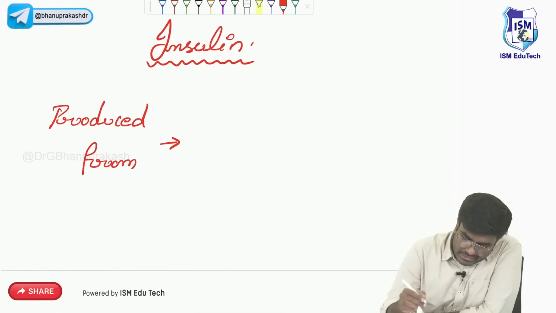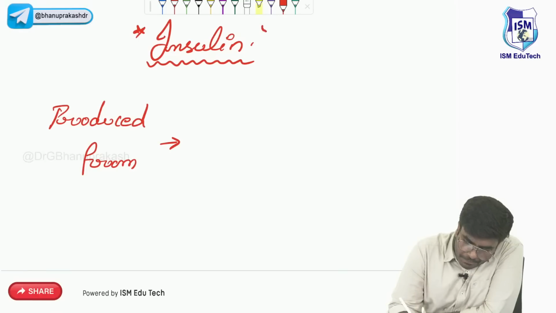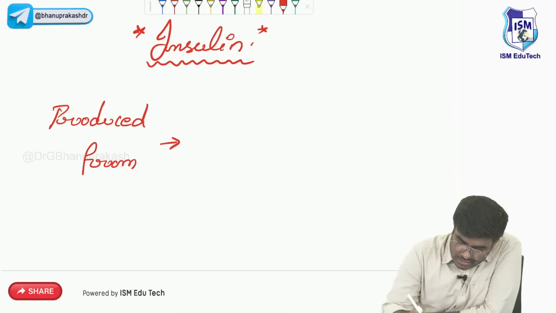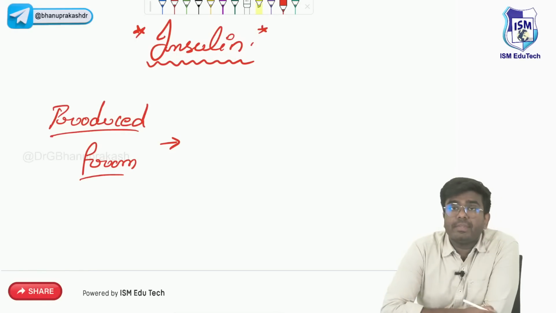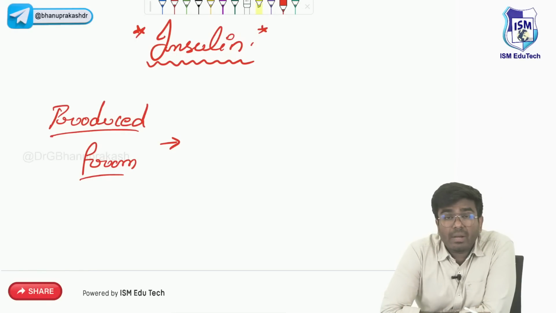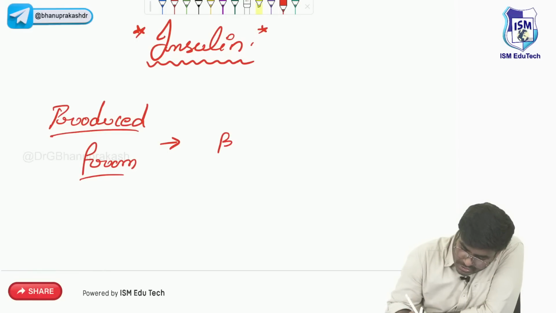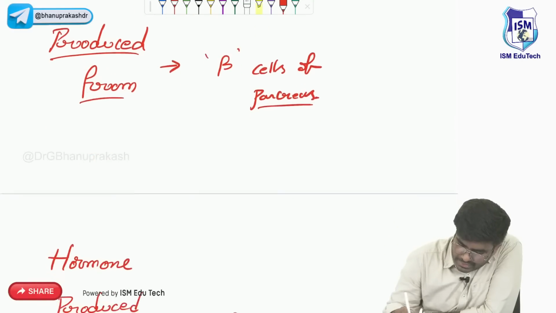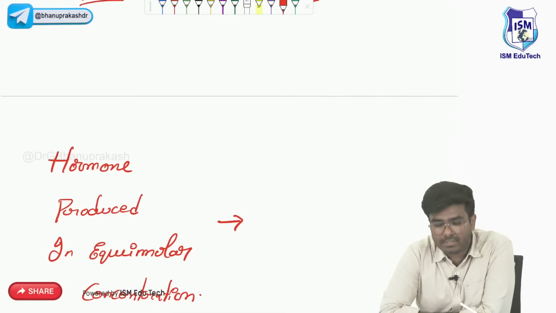Now, after this, let's discuss a few important points about insulin. Just tell me, insulin, favorite question. A lot of questions will be asked from insulin. Insulin is produced from the pancreas, everyone can say. But which cells of the pancreas? Many times the question is asked: beta cells of the pancreas. The beta cells of the pancreas produce the insulin hormone.